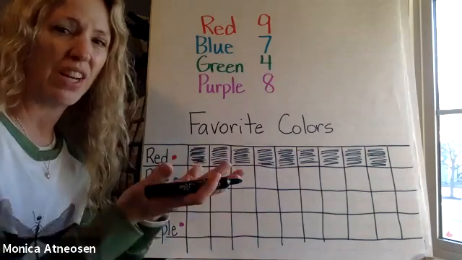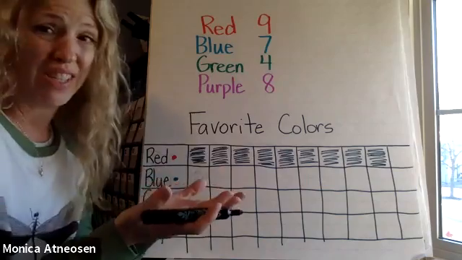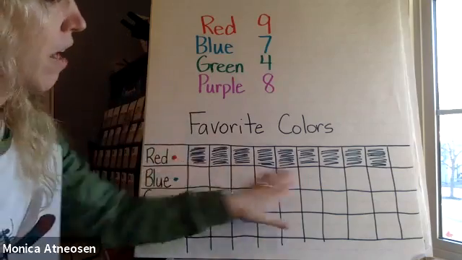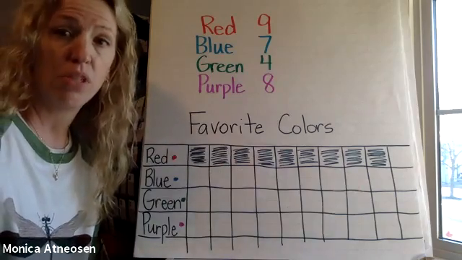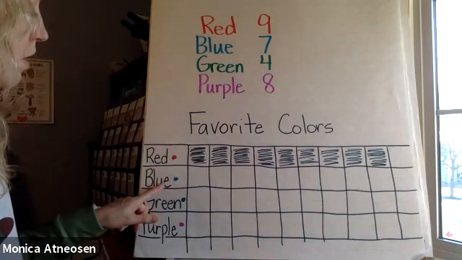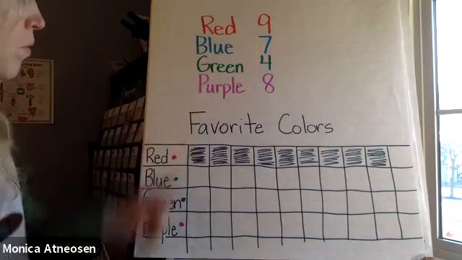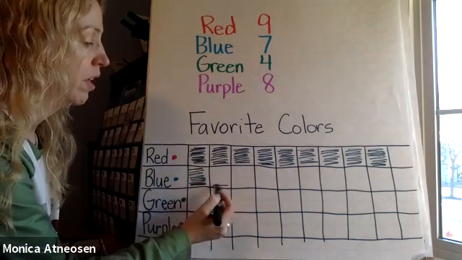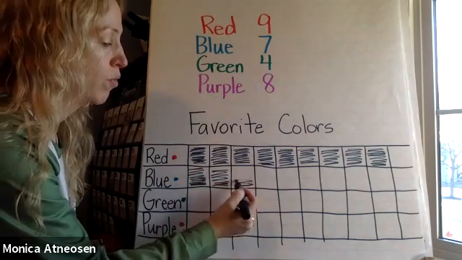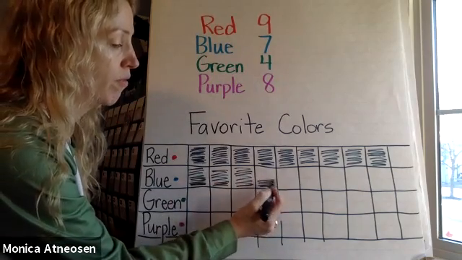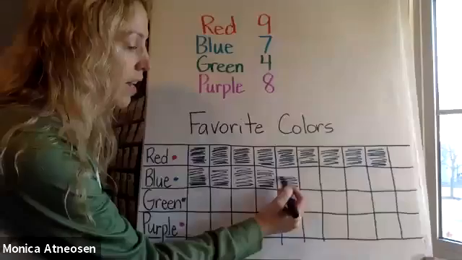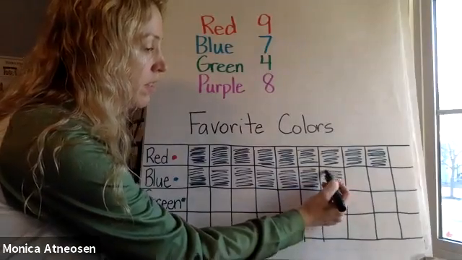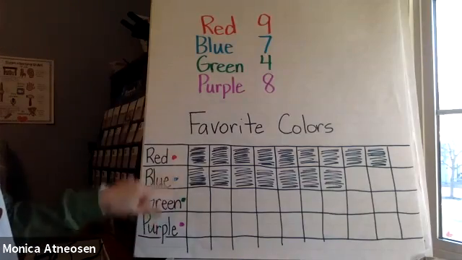Now the next color on down here, we call this part a table. Now, I don't mean a table like where you sit and you have your dinner. No, a table in math looks like this on a piece of paper. So the next one on the table is blue. So I need to do 7 squares for blue. 1, 2, 3, 4, 5, 6, and 7.